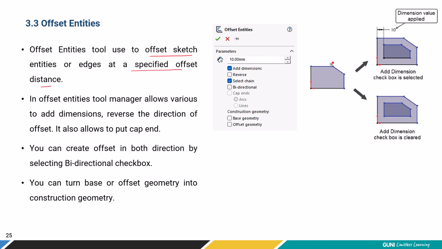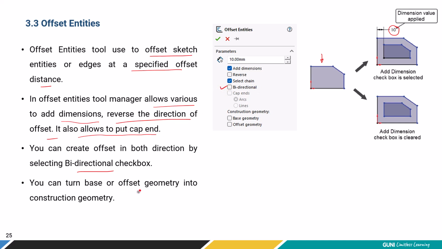As you can see from the sketch, this is our main sketch. Now we are offsetting the geometry by 10 mm distance. You can offset inside or outside. The offset entities property manager allows various options like adding dimensions and reversing the direction of offset. It also allows you to put the cap end. You can create offset in both directions with the bidirectional checkbox. So this box does simply the same thing.